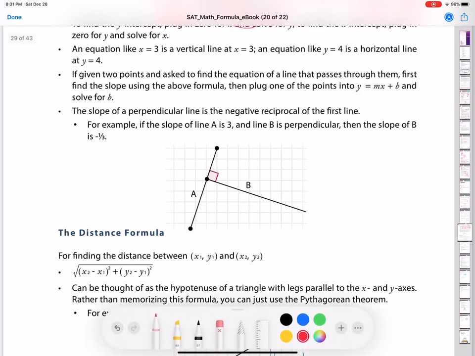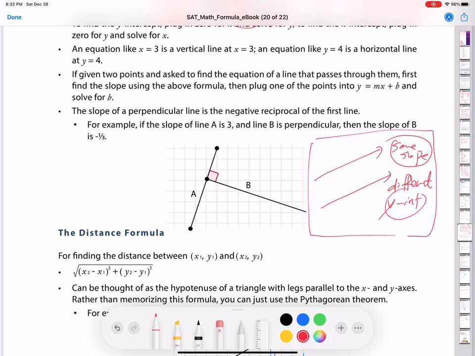Okay, if there are 2 parallel lines, right? Parallel lines always have the same slope and different y-intercepts. Remember that parallel lines have the same slope and different y-intercepts. What about perpendicular lines? Perpendicular lines form 90 degrees, right, at the intersection point. So what about the slope of perpendicular lines? If one line's slope is m, the other perpendicular line's slope is negative 1 over m. We call this opposite reciprocals. So perpendicular lines have opposite reciprocal slopes.